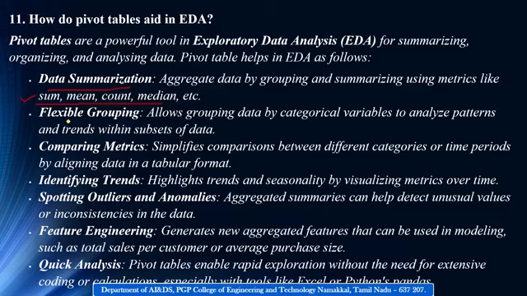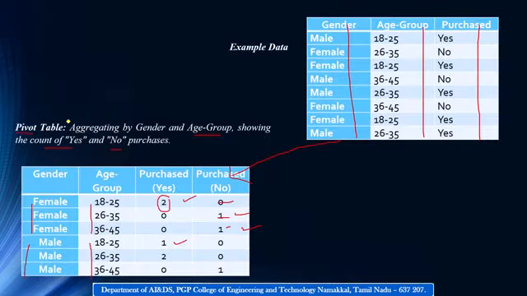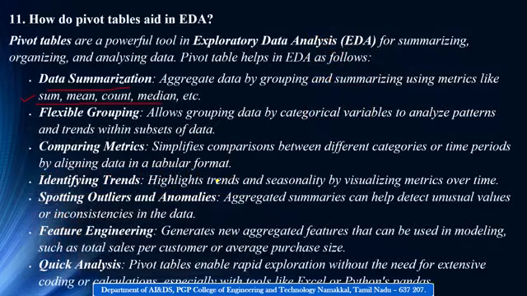Then flexible groupings. You can group the data. Here we grouped the data based on the gender, then based on the age group, then based on purchase yes, purchase no. But in the original table, just purchased is available, age group and gender are mixed. So we just divided the purchased into 2, like yes and no. This is categorizing the data, and if you categorize the data, you will get more information.